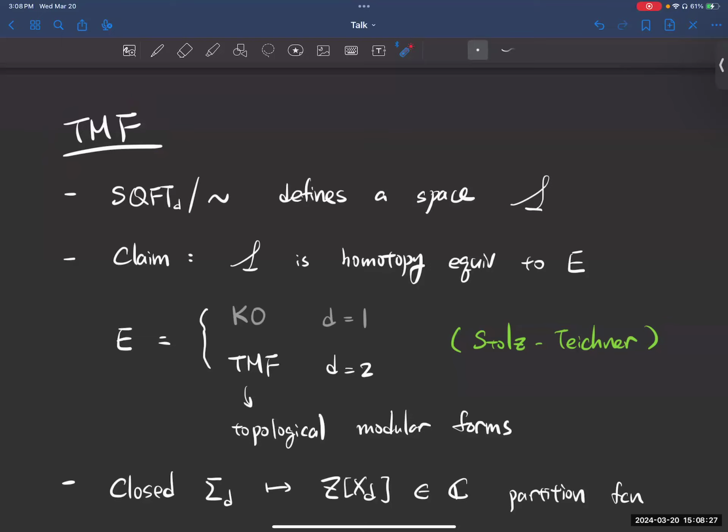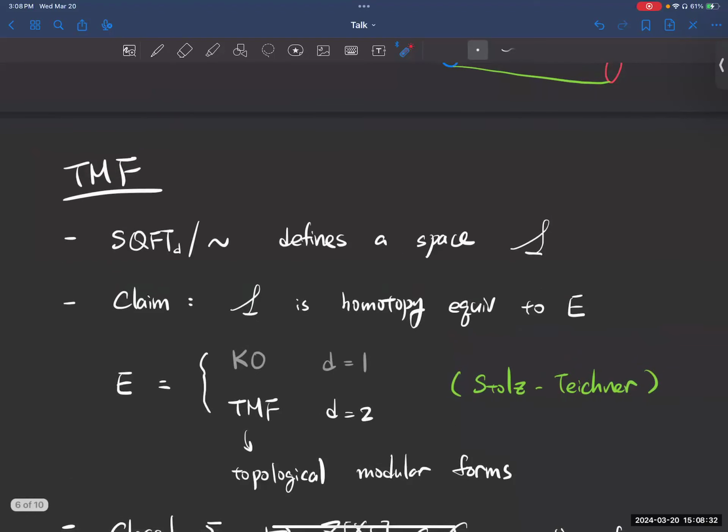I hope in the past half hour I've convinced you that the space of SQFTs in D dimensions, not the target dimension, which is capital D, but the world volume dimension, I think space-time is a very confusing word for string theory, so let me call it world volume dimension, little d. So this space of SQFT_d modulo continuous deformations defines some space, this script S.